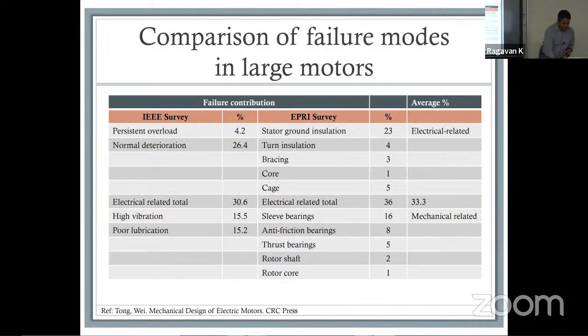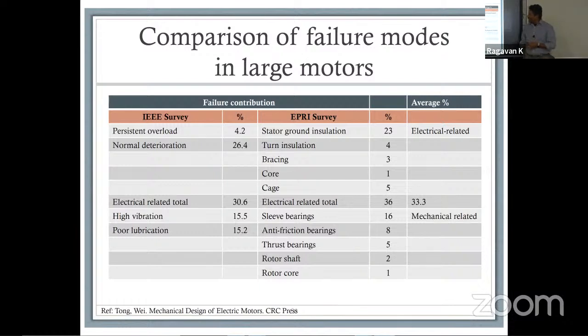So if you look at the mechanical design itself, the failure modes of mechanical design, this is something I wanted to make sure I was getting right. There's a very good book on mechanical design of electric motors that specifically looked at a case study with 1,141 motors, and they were larger than 200 horsepower. So these are all typically large motors that they were looking at, and they published data.